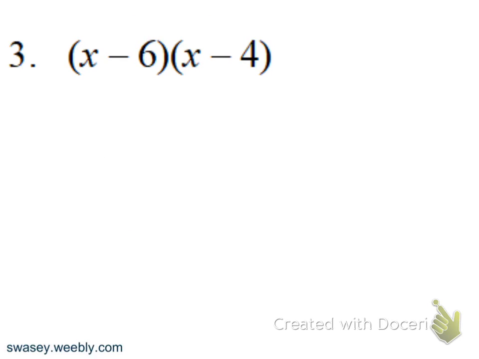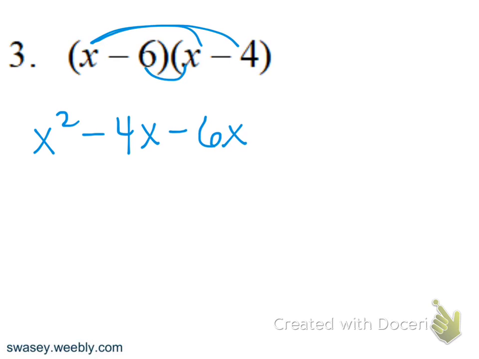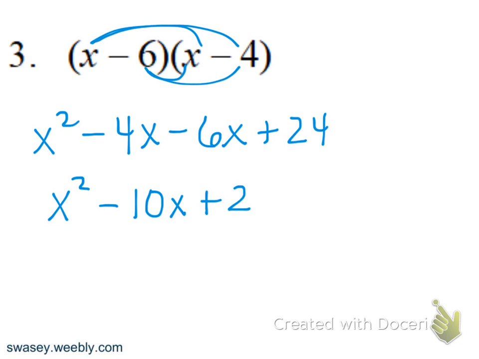Same thing here. Binomial times binomial. X times x gives us x squared. X times negative 4 is negative 4x. Negative 6 times x is negative 6x. Negative 6 times negative 4 is positive 24. Now we'll combine our like terms. Negative 4x plus negative 6x is negative 10x. And bring down the plus 24.